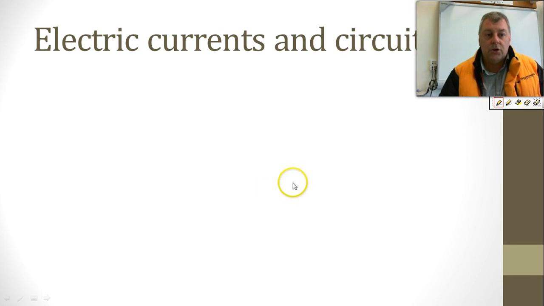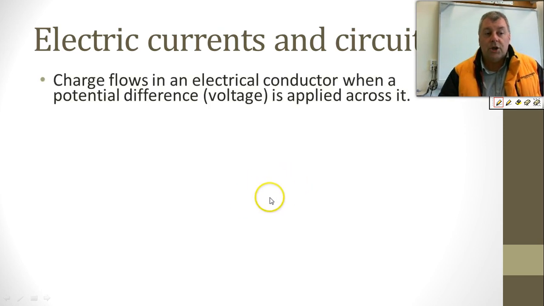When a charge flows through an electrical conductor, it usually flows because there is a reason for it to flow, and the reason that the current flows is a thing called voltage, or sometimes referred to as potential difference. We can use those terms interchangeably. We might say there's a potential difference or a voltage applied across the conductor. And so what we end up having is a current.